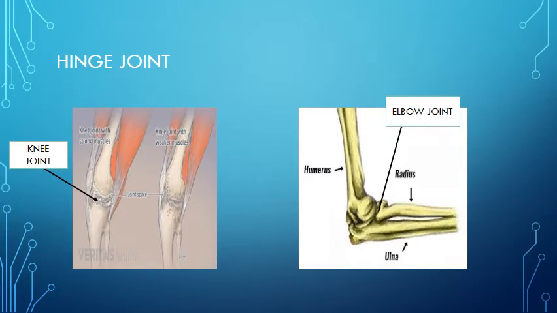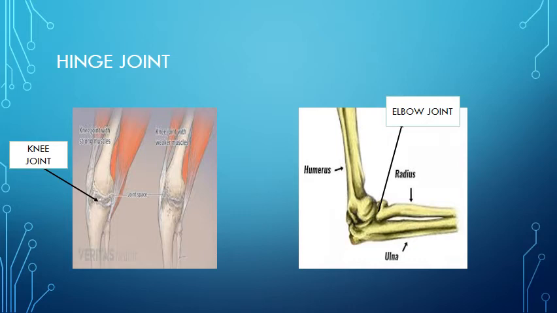Now the next type of joint we have is the hinge joint. The knee joint and the elbow joint are known as hinge joints, and these joints help us to fold our hands and legs in only one direction.